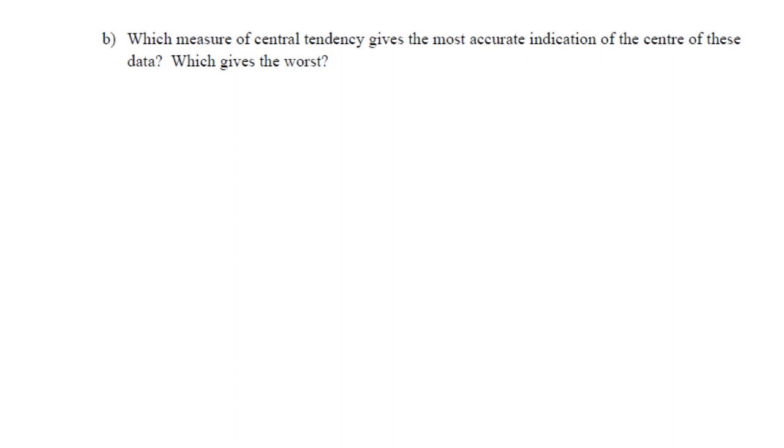So if I had to jot down really quickly, we had a mean of 128.8. We had a median of 104. And we had a mode of 31. Which one of those measures would give the most accurate indication of the center of that data? Which one's most representative? And then which one's the worst?